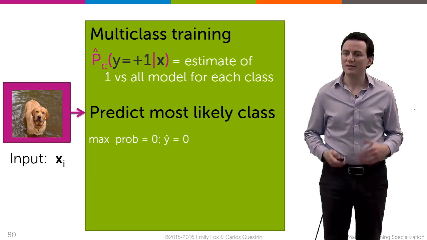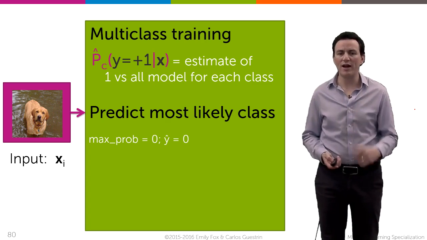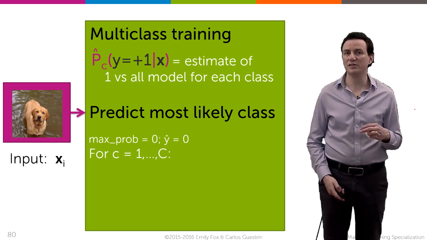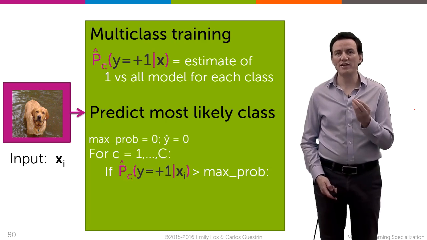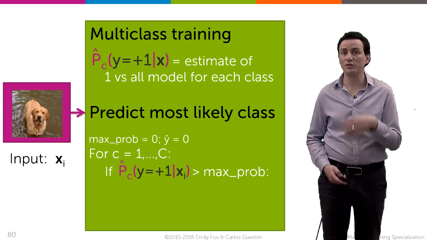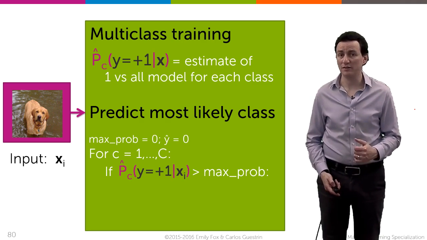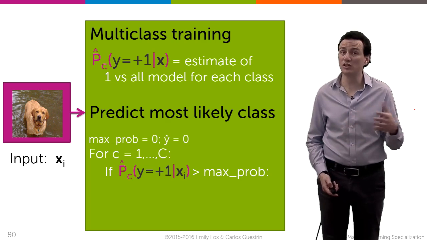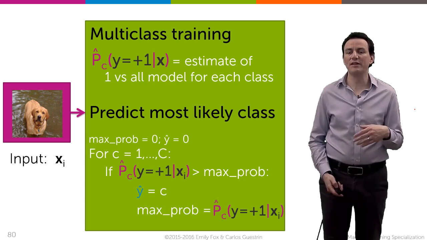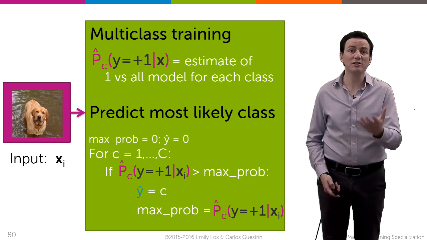And I've just written out here the kind of natural algorithm. So we start with the maximum probability being 0 and y hat being this non-category 0. And we go class by class and ask, is the probability that y equals 1 according to the model for this class, the model for Labrador Retriever, the model for Golden Retriever, the model for camera, is that higher than the max probability I've seen so far? If it's higher, that means that class looks like it's winning. So we say that the y hat is whatever this class is, and we update the maximum probability to be the probability according to this class. And as I iterate over each one of these, the maximum is going to win.